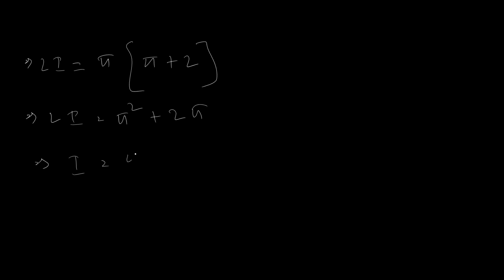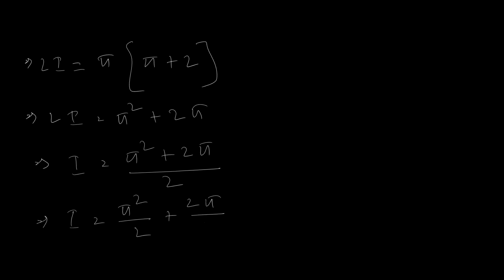So I is equal to pi square plus 2 pi by 2. If you split the denominator, pi square by 2, 2 pi by 2. So ultimately we will get I is equal to pi square by 2 plus pi. So this will be the answer, pi square by 2 plus pi.